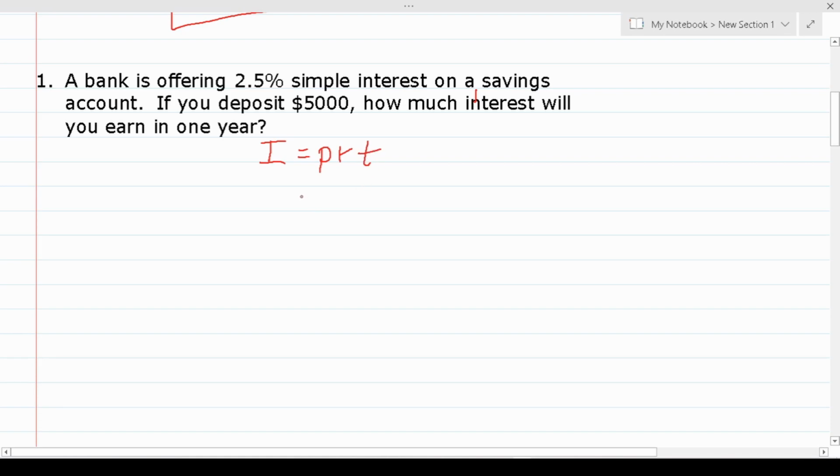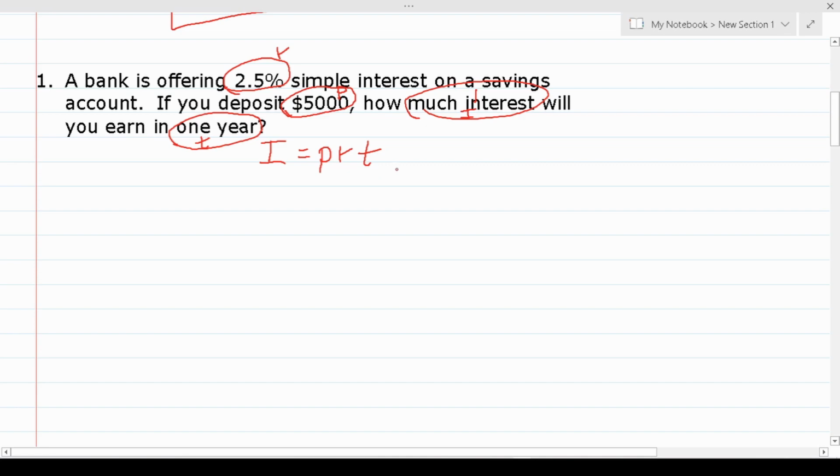Let's identify what we have as far as the interest formula goes. This 2.5% we should realize is our R. We know we deposited $5,000, so that's our investment, our principal, so that's P. And we want to figure out how much interest we'll earn in 1 year. So we can see our T is 1 year, and our I is what we're trying to figure out.